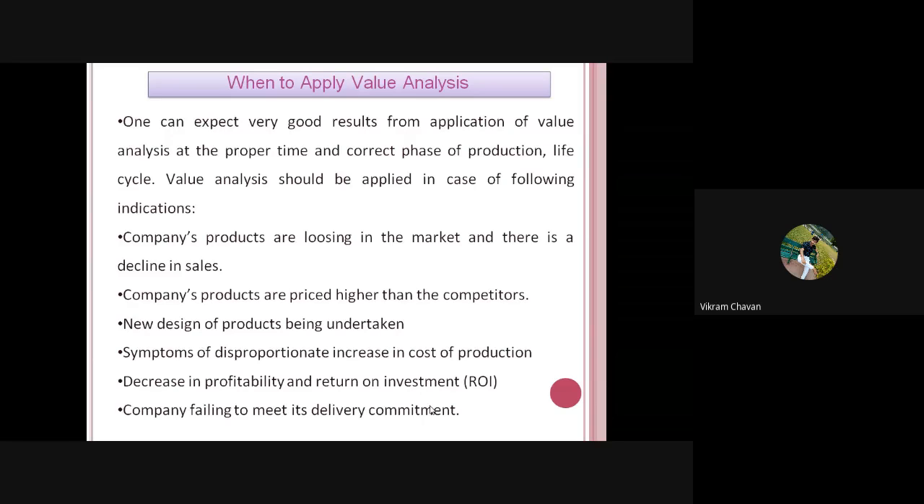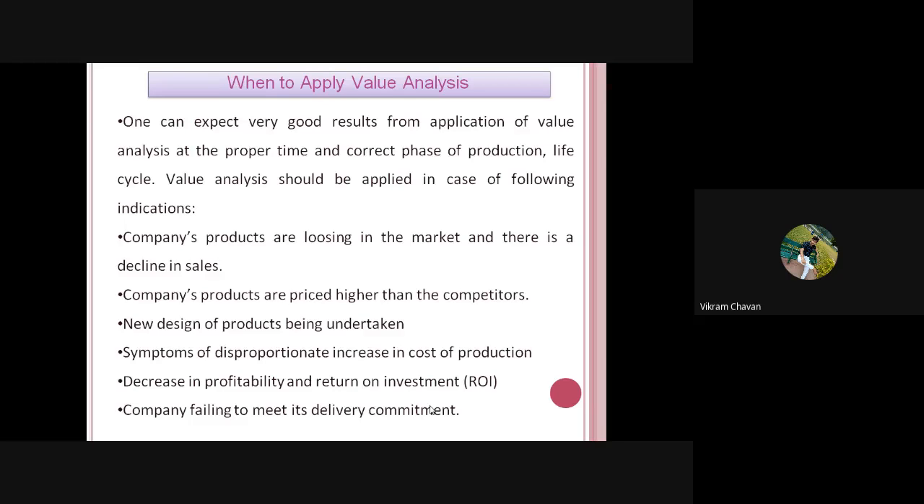Then, company failing to meet its delivery commitment. If your rejection percentage goes on increasing, or the funds are not available appropriately to purchase the new raw material or the required bought out parts from the vendors, then we will not be able to follow the commitment as we have given to the customer. So the company will fail to meet its delivery commitment.